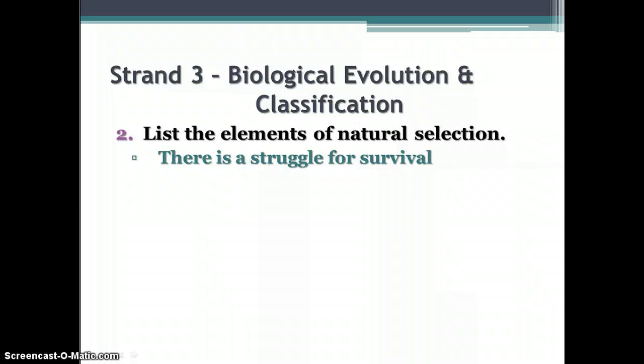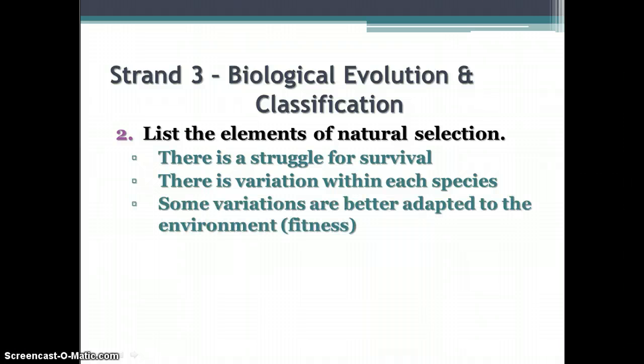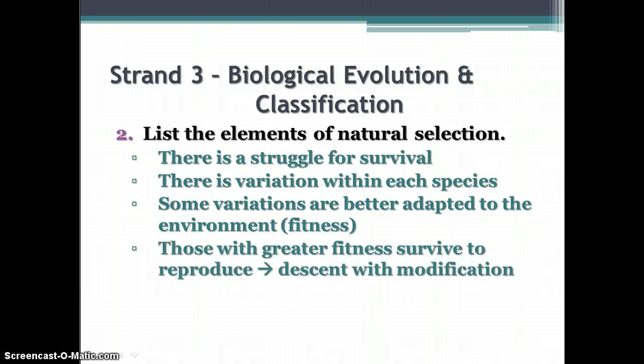organisms have to compete for limited resources. There is variation within each species. They're not all identical, and some variations will give some advantages. Some variations are better adapted to the environment, which means they have greater fitness. And those with greater fitness survive to reproduce and pass on to their offspring, so that we have, over time, descent with modification from one form to the next.